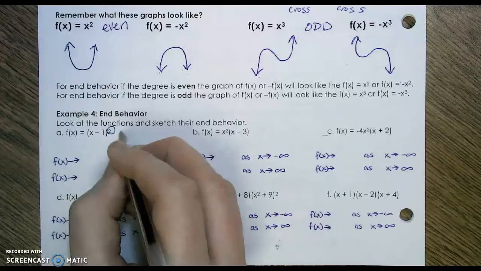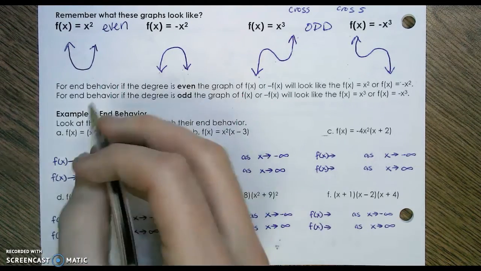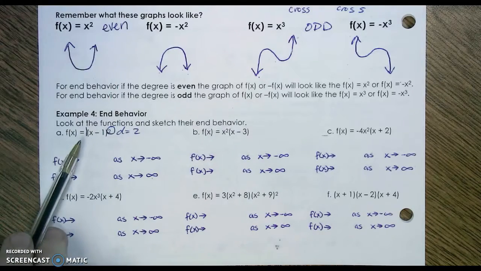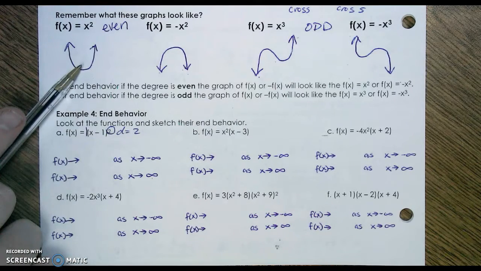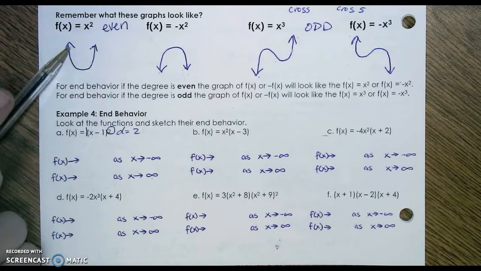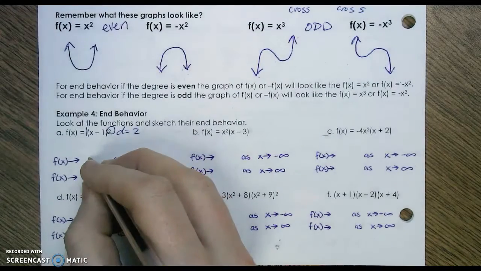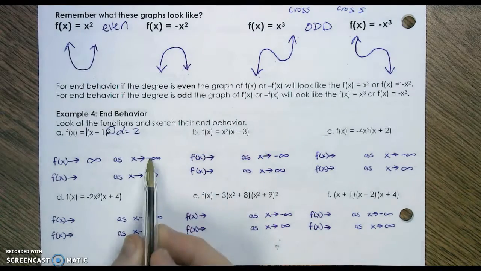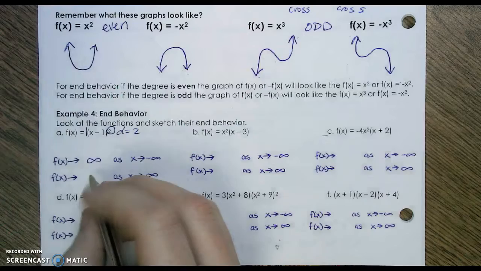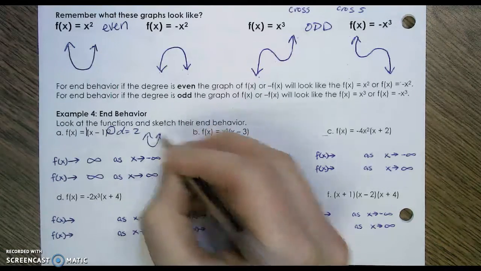So here I have degree 2. And it's a positive 1 in front of the function. So that means it's going to look like this, where it's positive and it's even. So it's going to end going up and up. So it goes up on the left, so positive infinity on the left, and it goes up on the right, so positive infinity on the right. We know it looks like that.